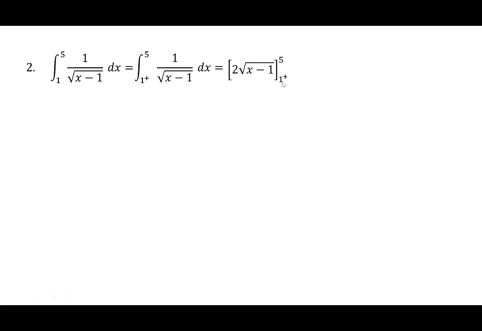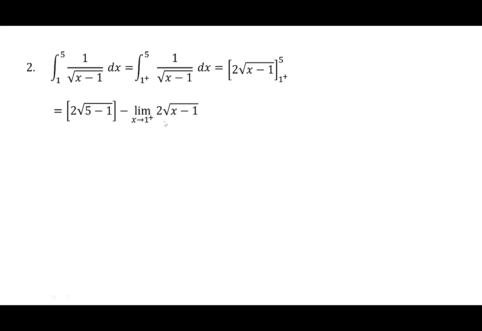So far as the lower limit is concerned, we will evaluate the limit as x approaches 1 plus. That's how we will handle it. Square root of 5 minus 1 is square root of 4, which is 2. 2 times 2 is 4. 4 minus. Now let's focus our attention on this.